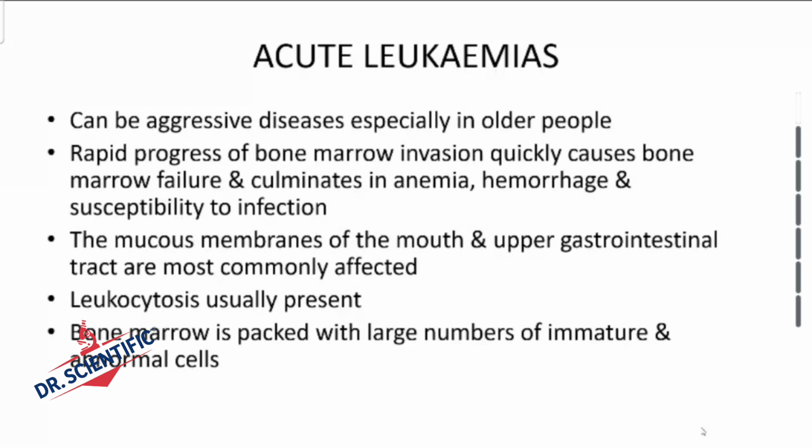Bone marrow is packed with large numbers of immature and abnormal cells. So if you do a bone marrow aspirate and examine the bone marrow under the microscope, you'll see a lot of large, immature, and abnormal cells.